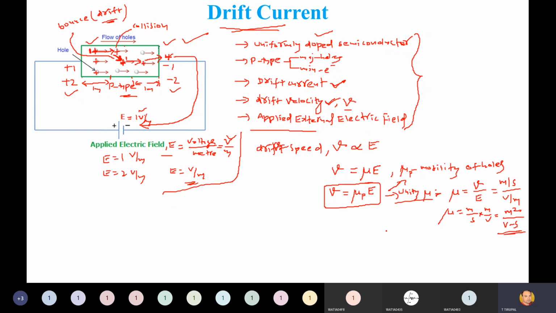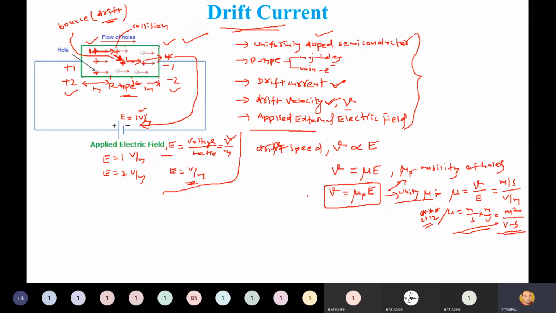These are the units for mobility. Mobility units are meter square per volt second. Very, very important point. It was asked in the 2012 GATE examinations. Units of mobility, mu, are meter square per volt second. Okay. Next.